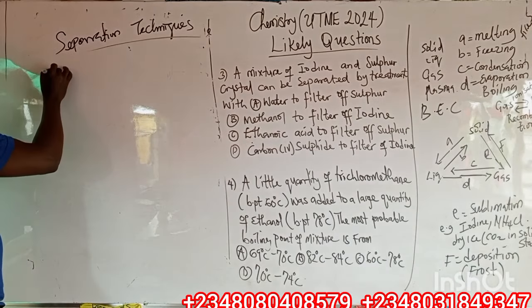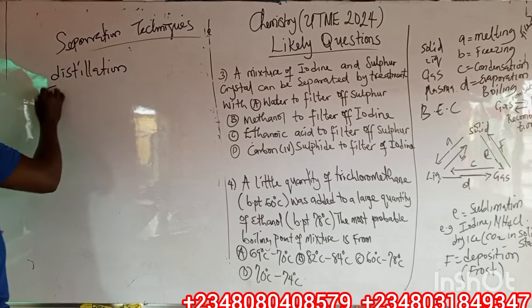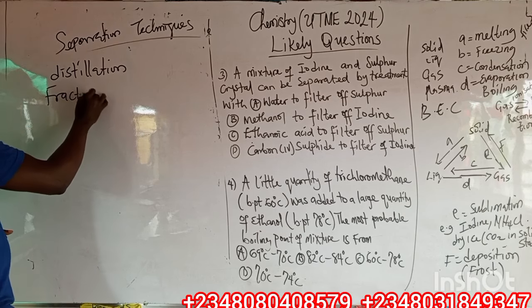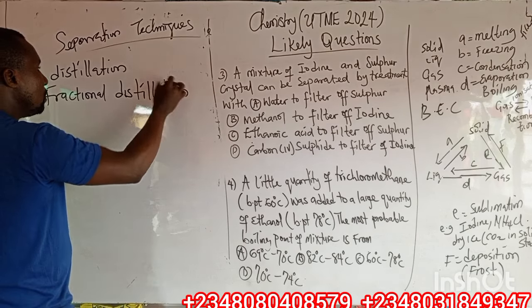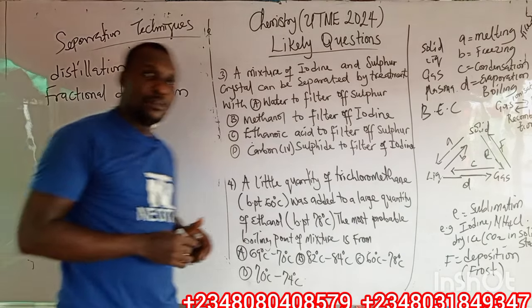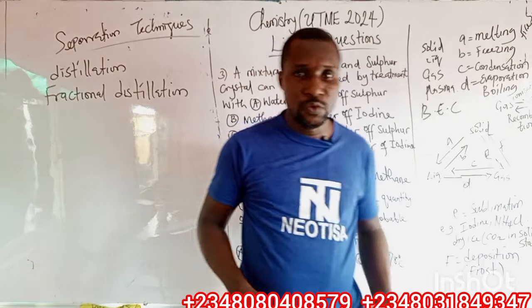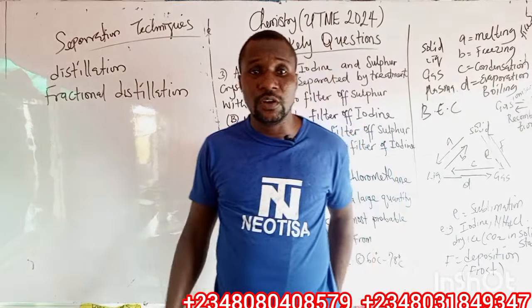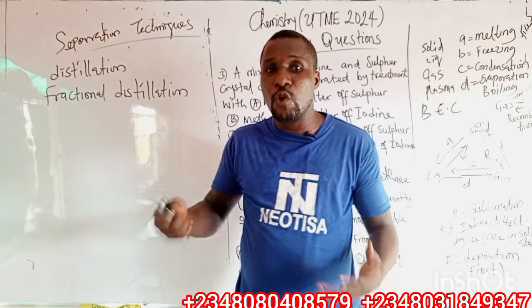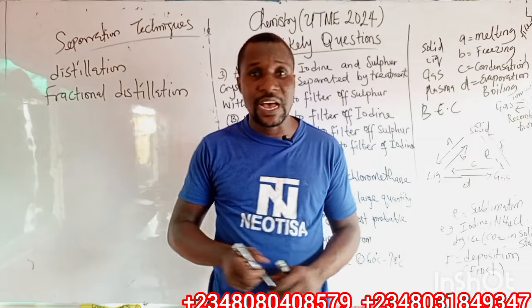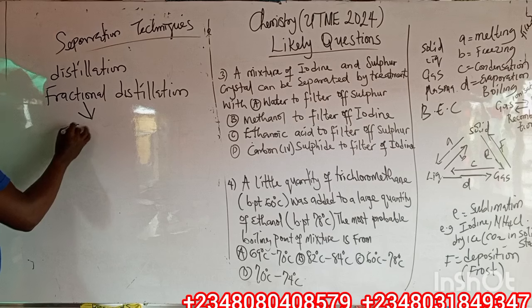We have distillation and fractional distillation. Listen, these two can be used to separate miscible liquids. For distillation, just one miscible liquid. But when you have two or more miscible liquids, we use fractional distillation, such as for crude oil.